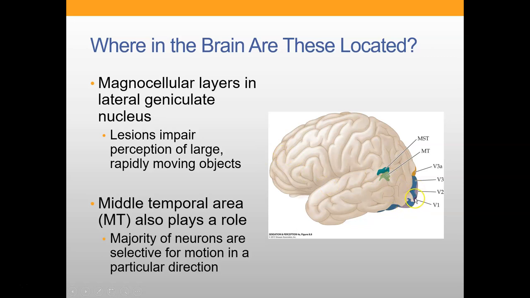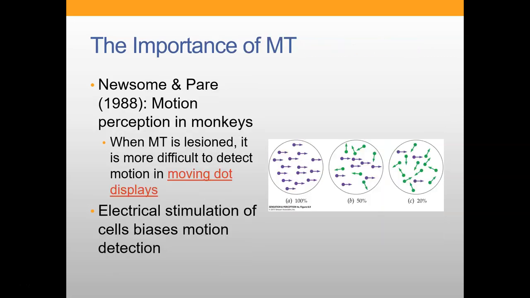There is some processing in V1 and, to other extents, V2 and V3, but by and large, a good majority of our understanding of motion perception comes from area MT, the middle temporal area. And one of the things that we find is that the cells in this particular location are very selective for motion in a particular direction. So let's talk a little bit about the importance of medial or middle temporal areas.